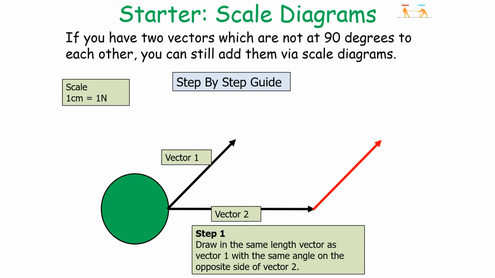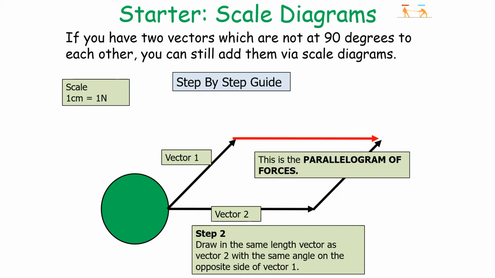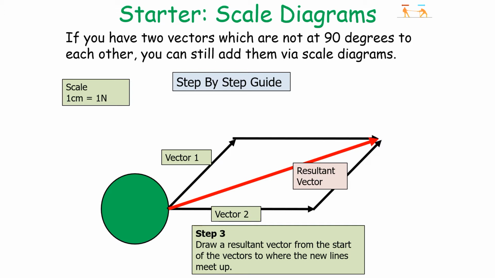In the first step you draw in the same length vector as vector 1 as shown on the diagram, with the same angle, to the opposite side of vector 2. You then draw in for your second step the same length vector as vector 2 with the same angle on the opposite side of vector 1. Now this has produced a parallelogram of forces. So therefore, to work out your resultant vector, you draw in a straight line from the start of the vectors to where our new lines that we've just drawn meet up.